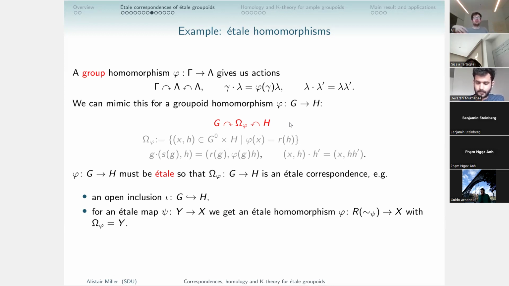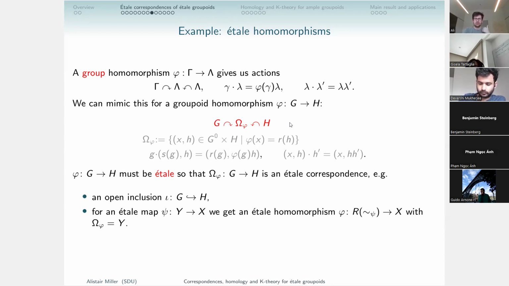So if you have this surjective, or it doesn't even have to be surjective now, but if you have this local homeomorphism, then the map going from the equivalence relation to the second space will be an étale homomorphism, and it will give you the same correspondence as the one I described on the previous slide. All right.